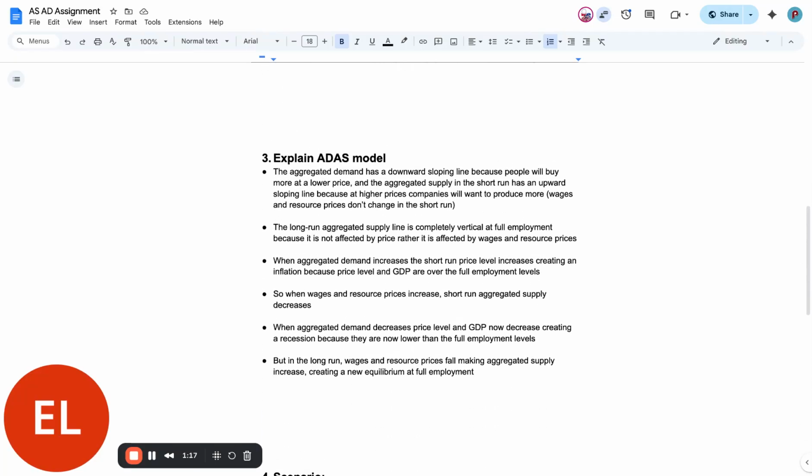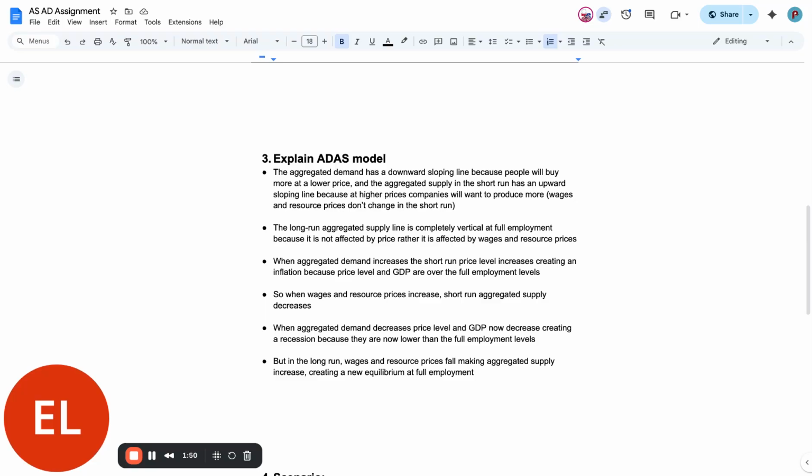So next, to explain the aggregate demand to aggregate supply model. Aggregate demand has a downward sloping line because people will buy at a lower price, and aggregate supply in the short run has an upward sloping line because at higher prices, companies will want to produce more. And in that short run, wages and resource prices don't change. In the long run, the aggregate supply line is completely vertical at full employment because it's not affected by price, but rather it's affected by wages and resource prices.